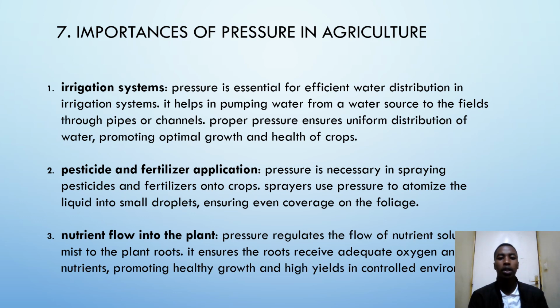The importance of pressure in agriculture. There are many importances of pressure in agriculture: irrigation systems, pesticide and fertilizer application, and nutrient flow into the plants. Let me start with the irrigation system. Pressure is essential for efficient water distribution in the irrigation system. That's the first importance in agriculture. Pressure helps the crops to grow well. It helps in pumping water from the water source to the fields through pipes or channels.